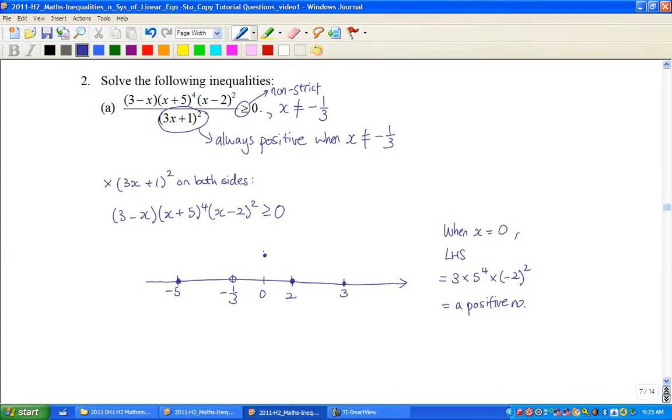To draw the rest of the graph, we need to first look at the power of each of the factors corresponding to each root. Corresponding to the root x equals 2, the power of the factor is 2. For the root of negative 5, the power of the factor is 4. Whereas for the root of 3, the power of the factor is 1. So the graph will cut the x-axis at the root of 3, while there should be a turning point at the other two roots, negative 5 and 2. So we can draw our graph accordingly.